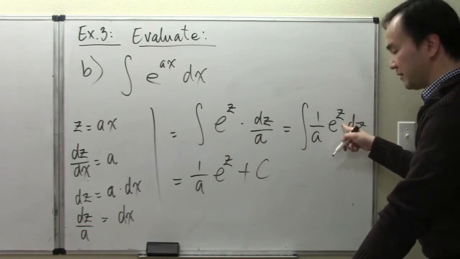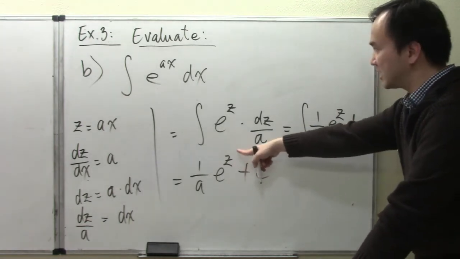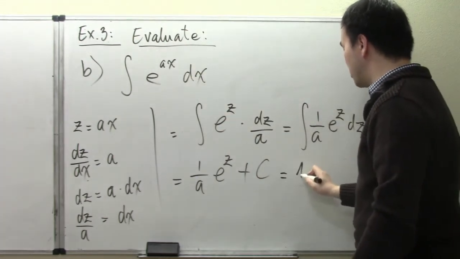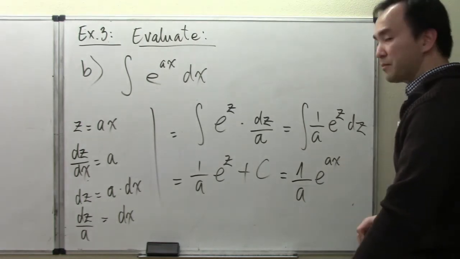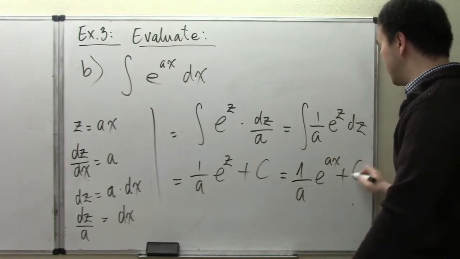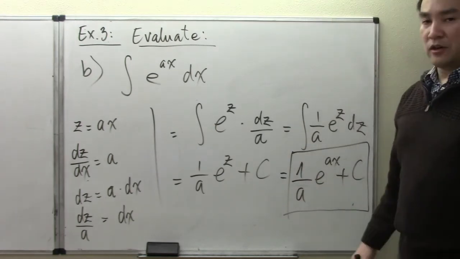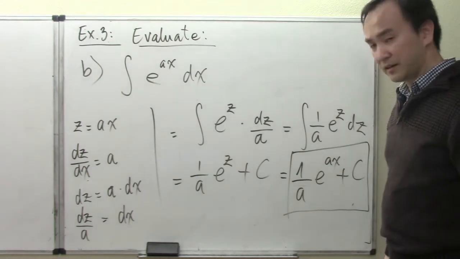But this antiderivative should not be like this because we were starting out with a function in terms of x. So I'm going to bring back that original 1 over a times e to the ax, substituted back in z right here, plus c. Does this agree with what I have mentioned before as a little special rule to remember? But now it's here. Okay?